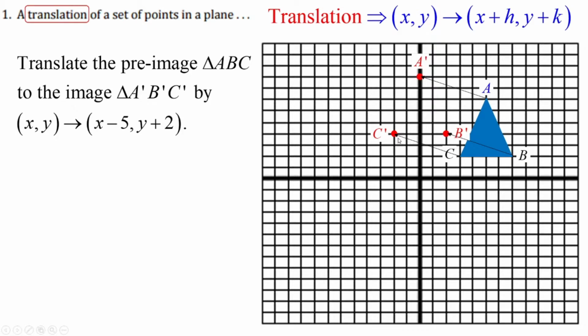And then if we connect our vertices, we have triangle A prime, B prime, C prime. Note it is the same shape and size of triangle ABC, it has not been rotated or reflected.